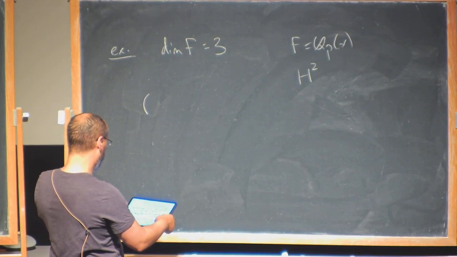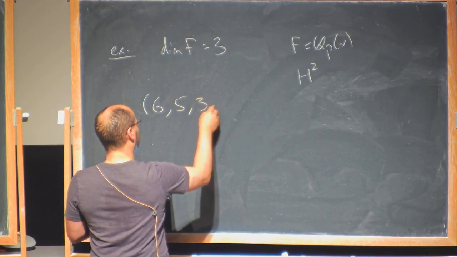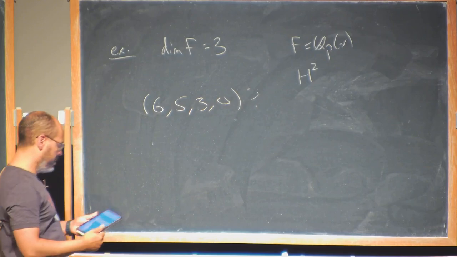Let's see. Can we make behavior that looks like, for example, 6, 5, 3, 0 or something like that?